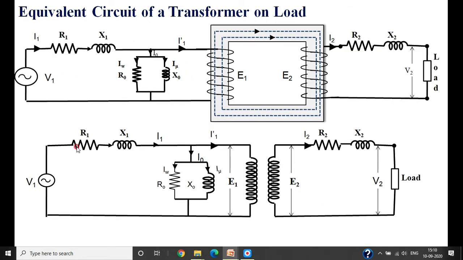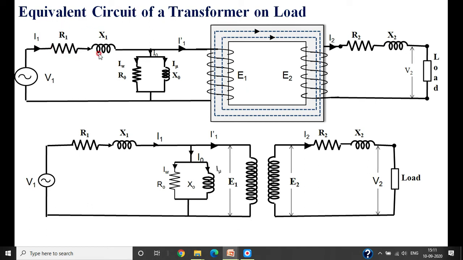Now we have to see the equivalent circuit of the transformer on load. I told you if you are adding the circuit resistance and reactance on either side of the transformer winding, then it has become a practical transformer. That is, if you don't have a load, then no current is drawn, so there is no effect of R1, X1 and R2, X2. When a load is connected, definitely there is an impact of R1 and X1 and R2 and X2 on the performance of the transformer.